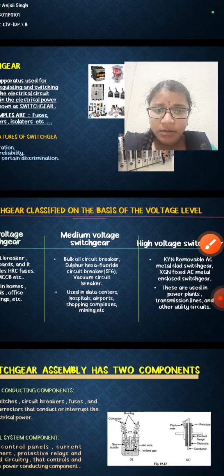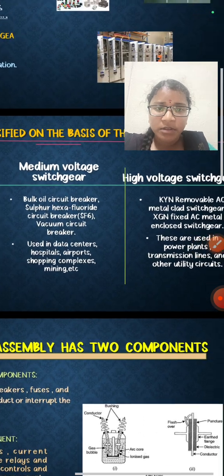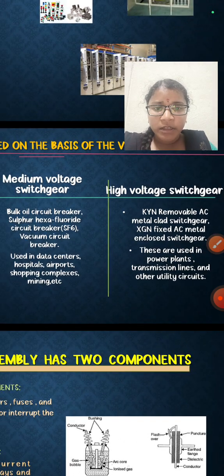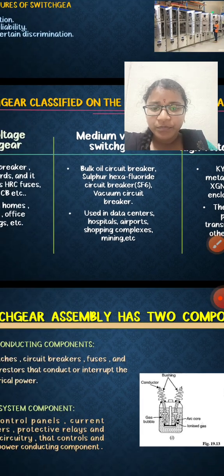Next is high voltage switchgear. High voltage switchgear comes under KYN removable AC metal clad switchgear and XGN fixed AC metal enclosed switchgear, which is used in big purposes like electrical power plants, transmission lines, and other utility circuits.